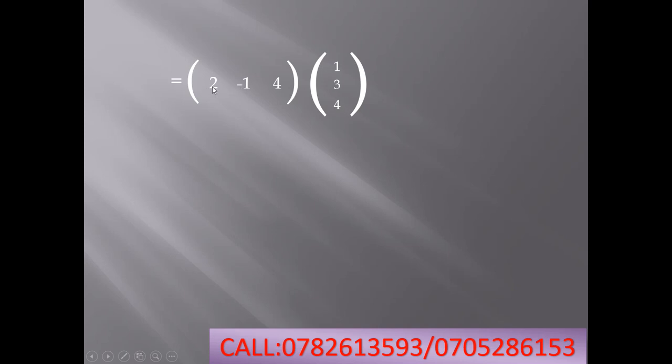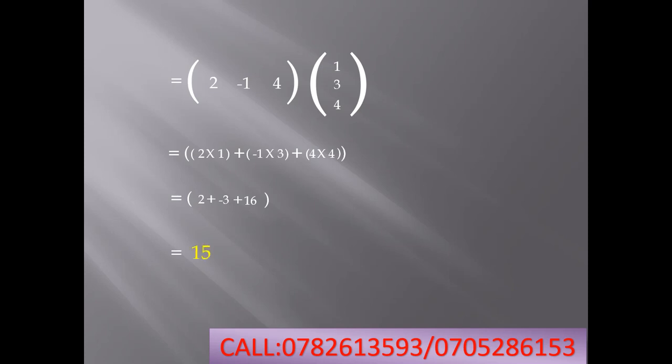So I'm going to get 2 times 1 plus negative 1 times 3 plus 4 times 4. This is the procedure we shall use. So we shall have 2 times 1 plus negative 1 times 3 plus 4 times 4. The remaining work is just computation here.